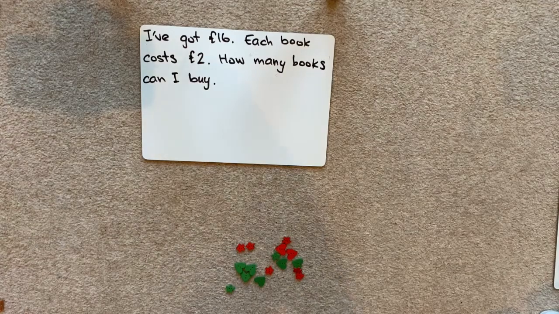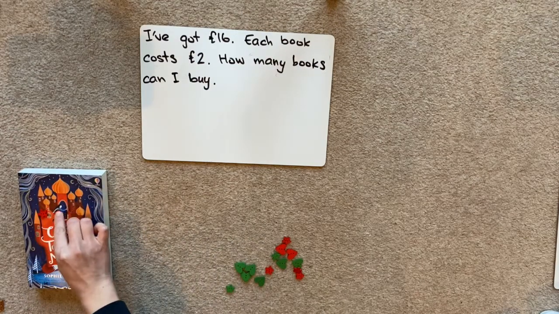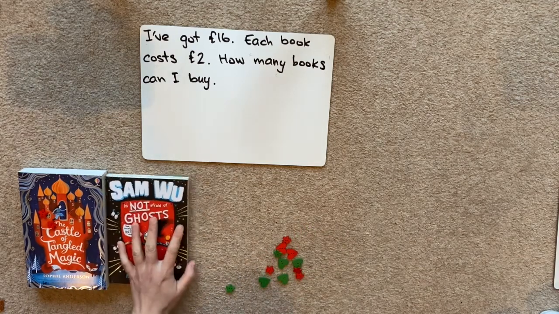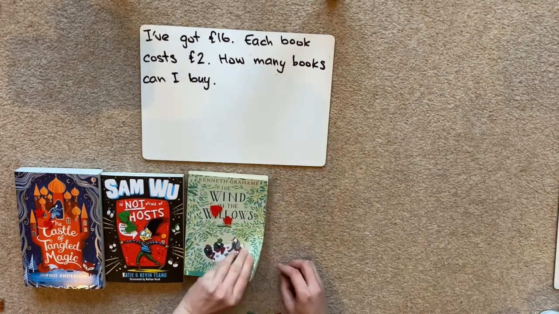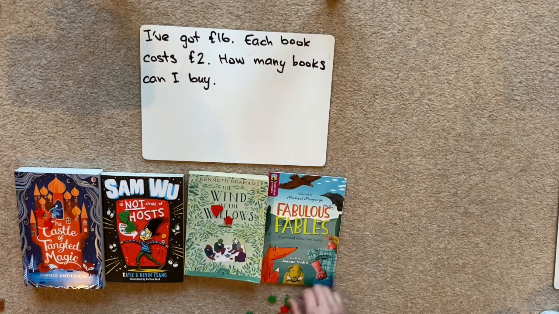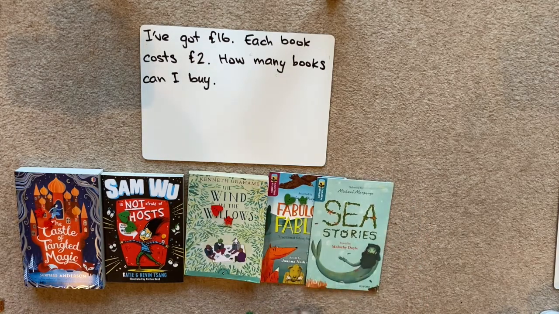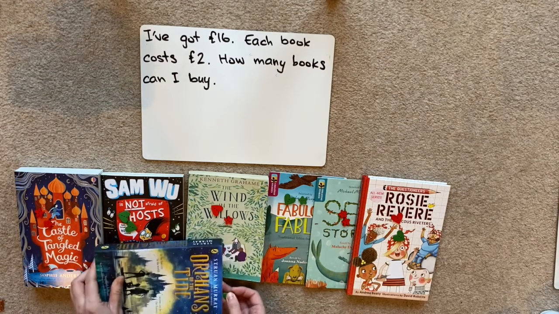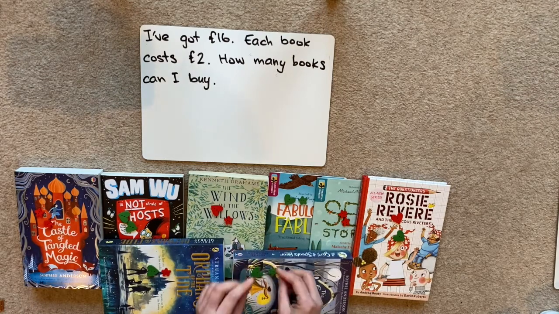I've got some books. £16, each book costs £2. So here's one book, and that's £2. I've put £2 to buy this book. I've got another £2 to buy this book. Another £2 to buy this book. Another £2 to buy this one. I don't think it's going to all fit on the screen, so I might have to overlap a bit. Another £2, another £2, and £2 to buy this one. And £2 to buy this one. So I've used all my £16.